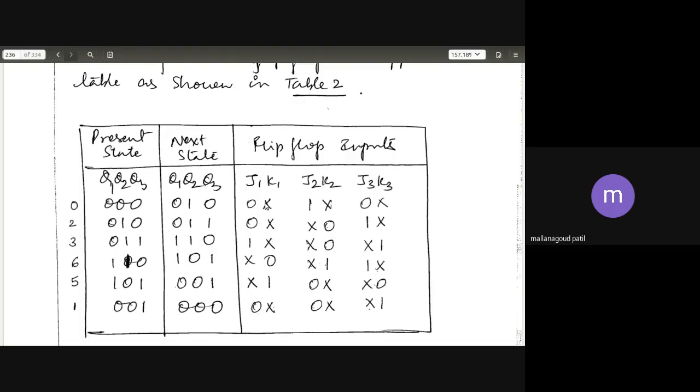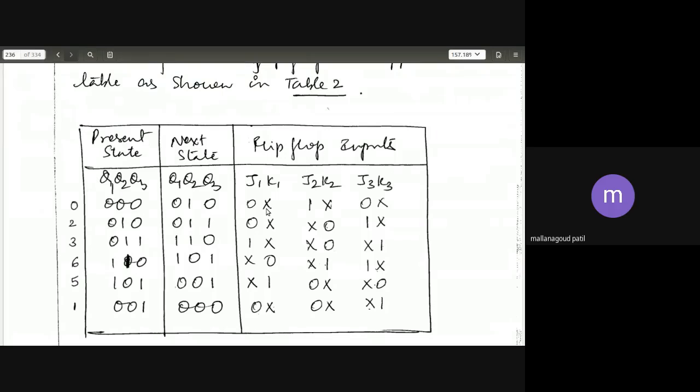If you have a notebook, you can open the excitation table of the JK flip-flop, and it can be easily understood. See, first Q1: present state Q1 is 0, next state Q1 is 0. For 0 to 0, there are two cases in the JK flip-flop, one is the 0,0 case and one is the 0,1 case. Therefore, I can write my flip-flop condition as 0, don't care.